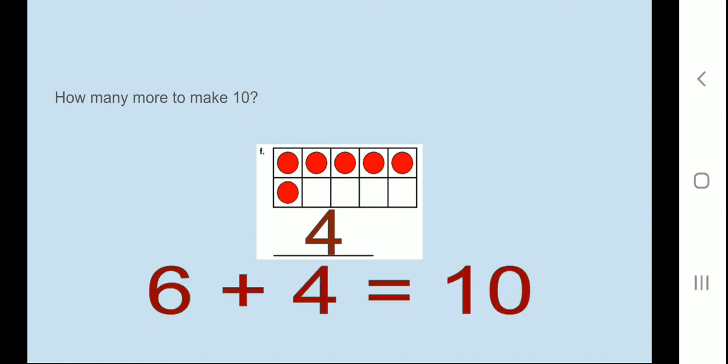Our number sentence is 6 plus 4 equals 10. We have 6 counters on our tens frame. We would need 4 more counters to finish filling the tens frame. 6 and 4 more make 10.